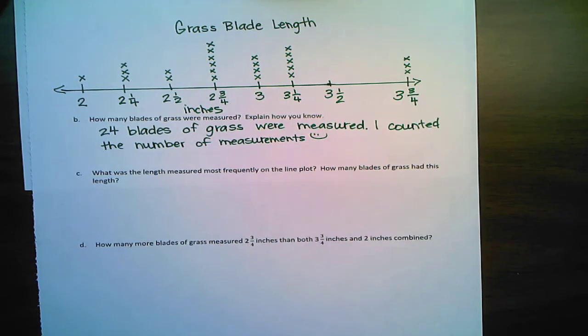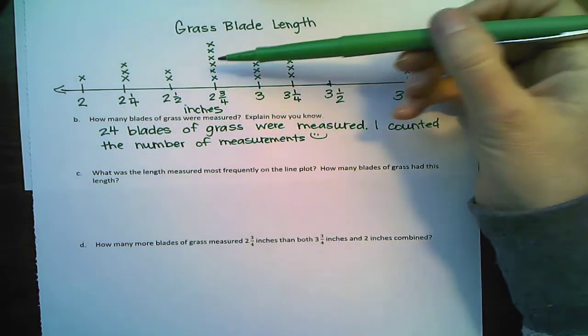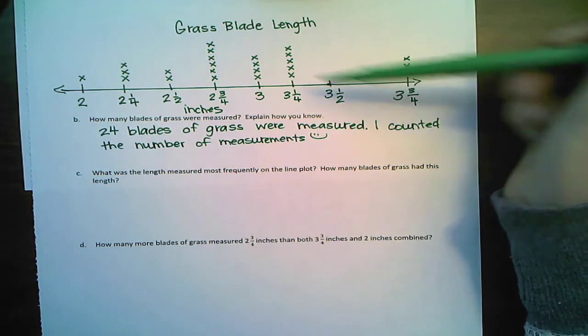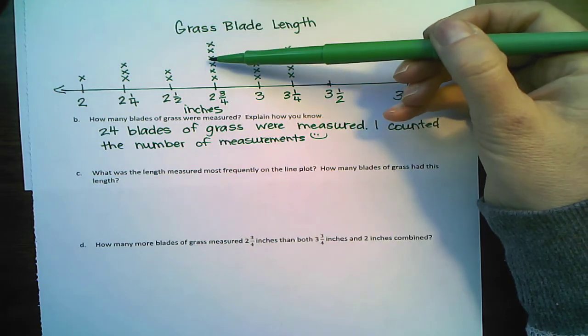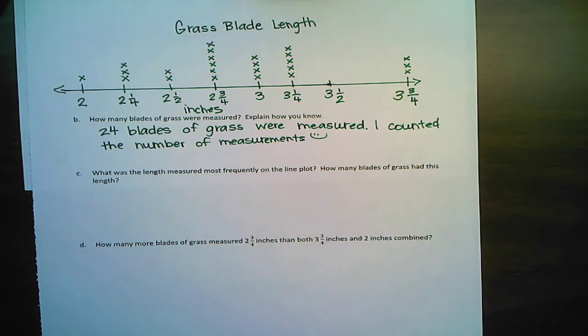Okay, let's move on to C. Will you please read with me? What was the length measured most frequently on the line plot? How many blades of grass had this length? So looking at the line plot, it's pretty easy to see that this one has the most. 1, 2, 3, 4, 5, 6. Has 6.